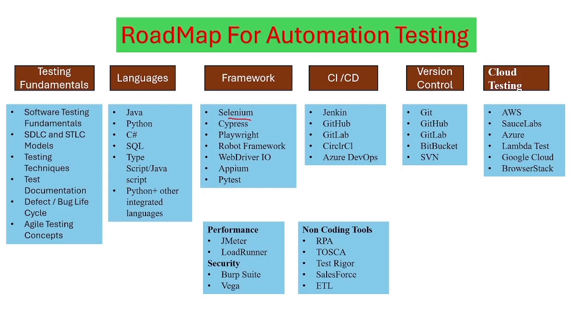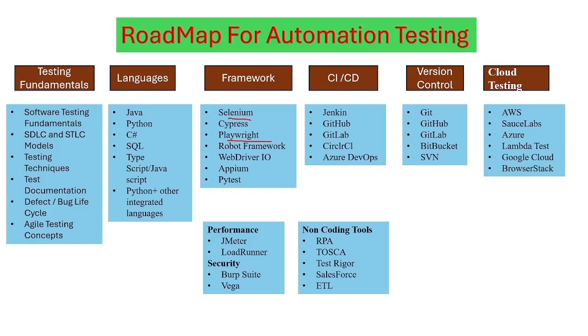Next one is Cypress. Cypress can be used mostly with TypeScript and JavaScript, where we can do UI automation testing. Playwright is the most popular these days, where Playwright can help with UI testing, backend testing, and cross-browser testing. That's why Playwright is very popular. Maybe in future it will be more popular than other frameworks.